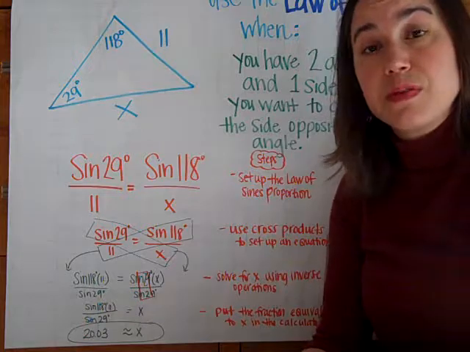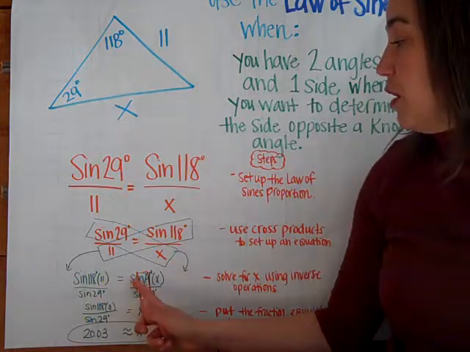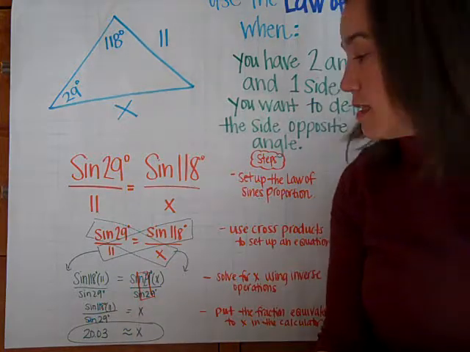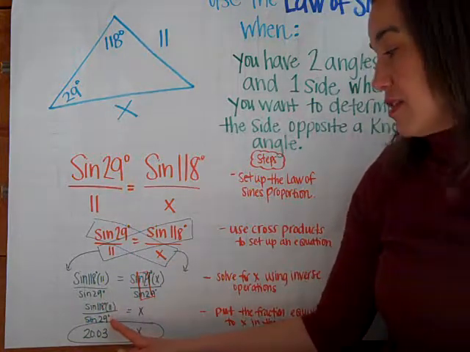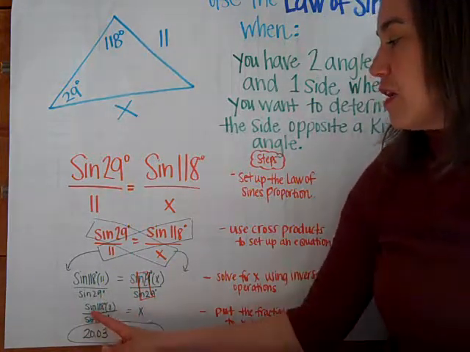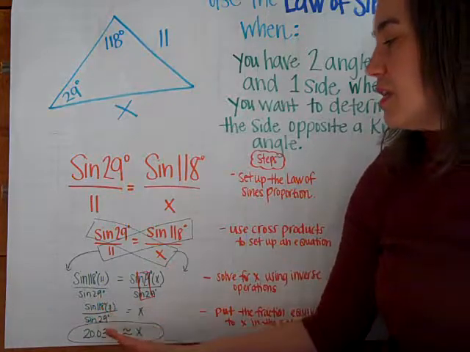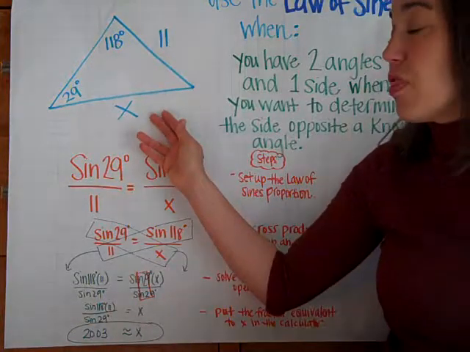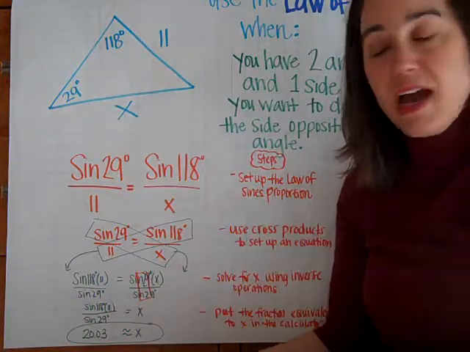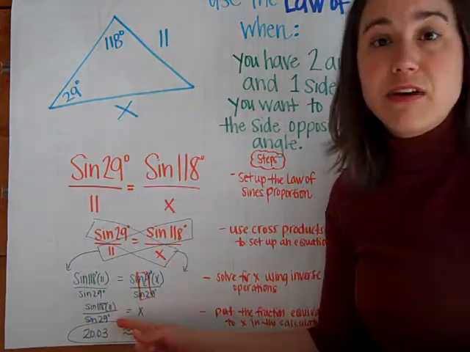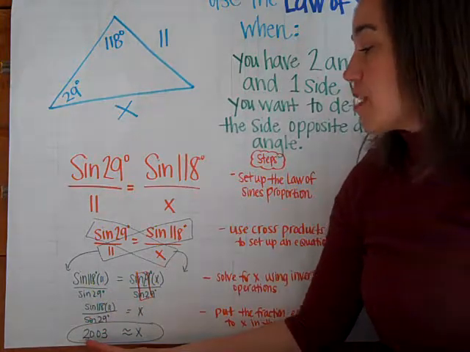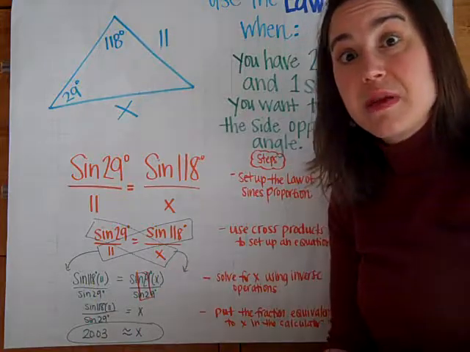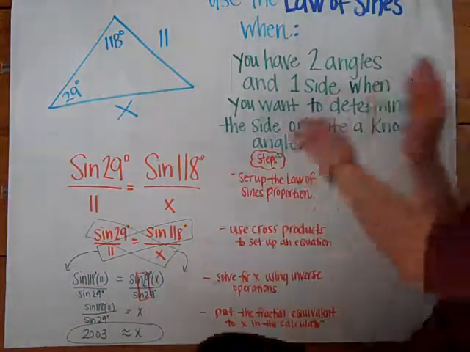And when I solve for x, I would use the inverse of multiplication and I would divide both sides by the sine of 29 degrees. When I get my final answer, x is equal to the sine of 118 times 11 divided by the sine of 29. Now to make this appropriate for this problem, I would want to simplify that, and I would do that by putting that right into the calculator to get approximately 20.03 or 20 3/100 as my solution for x.